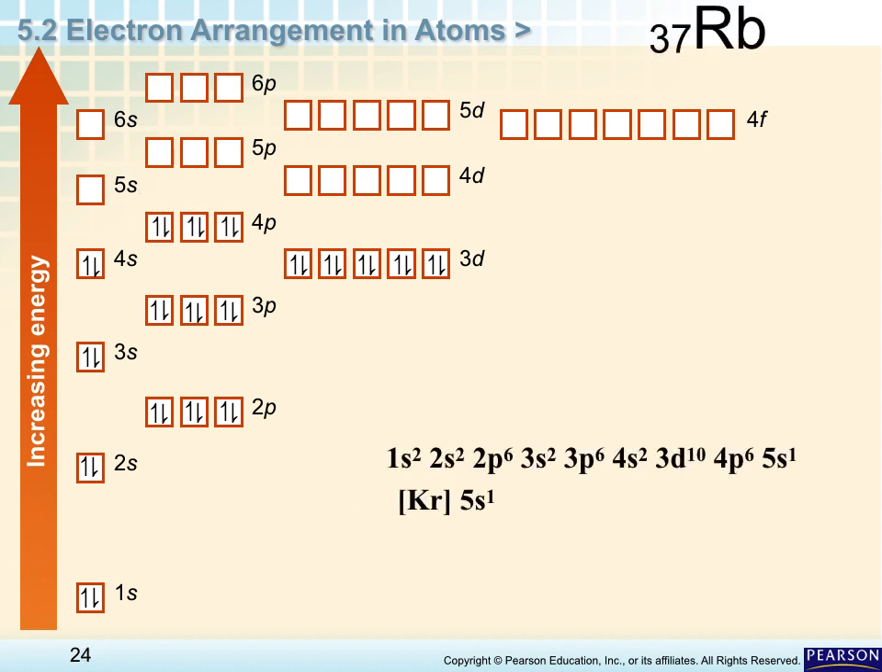The final one is rubidium. Rubidium is krypton 5s1. The krypton is the end of 4p, so from 1s to 4p are completely filled. That takes care of 36. And that last electron comes moseying over to become a 5s1 right there. If you don't believe me, count all of them, and you will have 37 electrons.